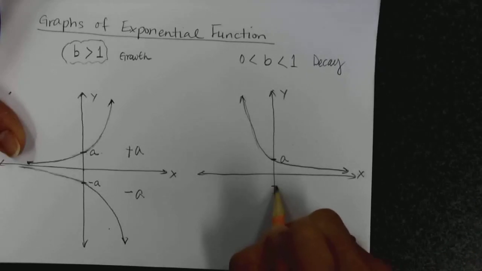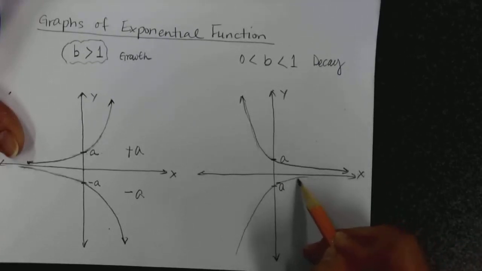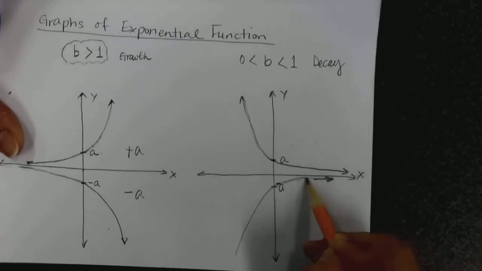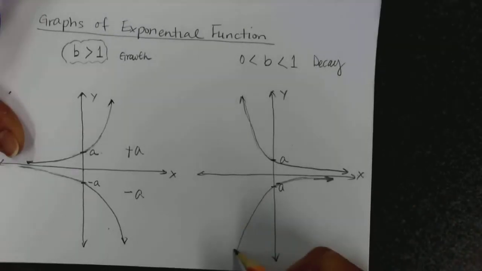Now if it was negative a, it's still decay, so y becomes 0, but it starts at a negative, big negative y value, and it's just going to get smaller, almost 0, but never 0 as x gets bigger. So this is a decay graph.